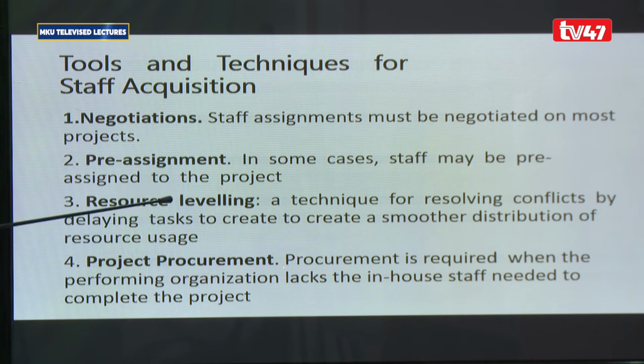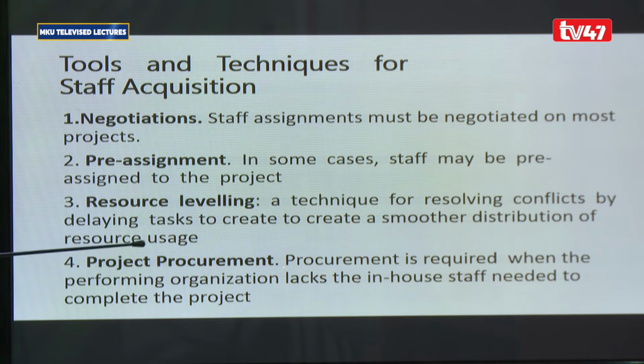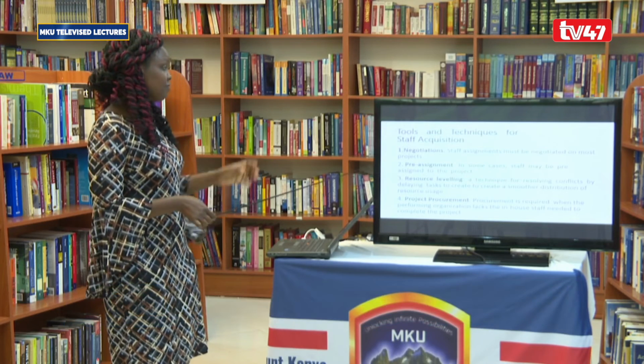And of course, we have project procurement. You can acquire staffing from outside the performing organization. If your in-house team does not have the skills that are needed to complete this project, an organization can acquire services outside the performing organization if you do not have the resources, or if your in-house staff do not have the skills needed to complete the project. So these are the critical tools and techniques that can help us when it comes to staff acquisition.